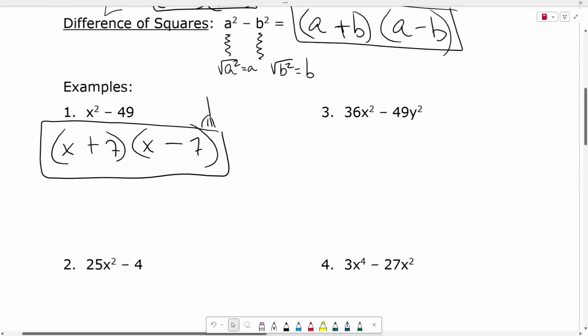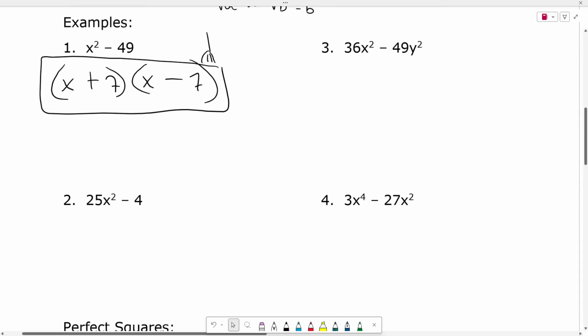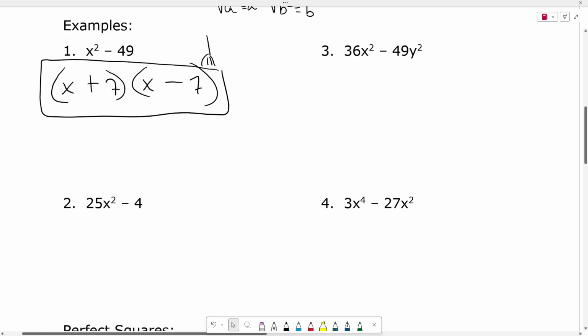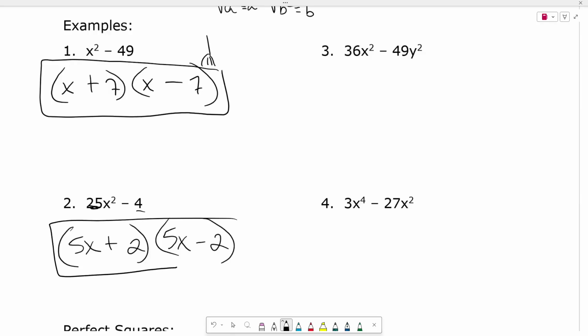Now, looking at example number 2 right here, we have 25x squared minus 4. 25 is a perfect square because that's 5 times 5 with the x squared. 4 is a perfect square, so I drop these bad boys down. Put a 5x, 5x, put a plus, a minus, and he is now done. Difference of perfect squares.